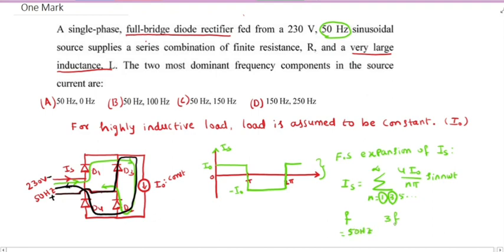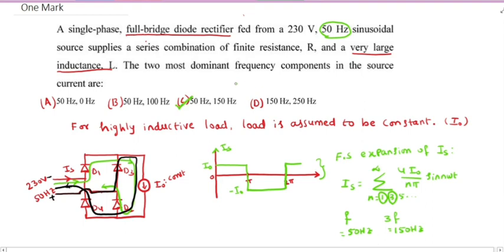And what is the next dominant frequency? That is 3f, that is 3 into 50, which is 150 Hz. So what are the two most dominant frequency components? Simply 50 Hz and 150 Hz. If you see, option C is correct.